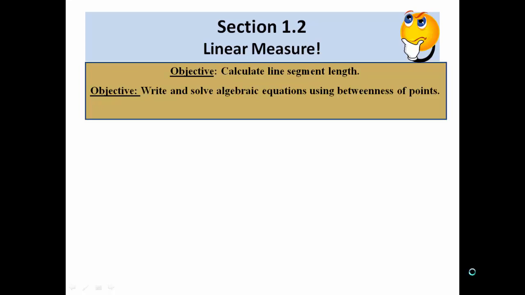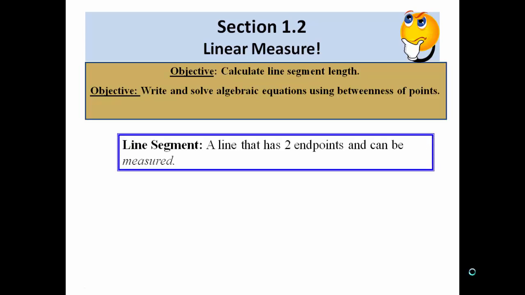This lesson is over section 1.2, linear measure. We have two objectives today. The first one will be to calculate line segment length, and the second will be to write and solve algebraic equations using betweenness of points.